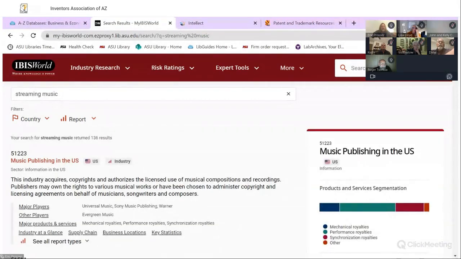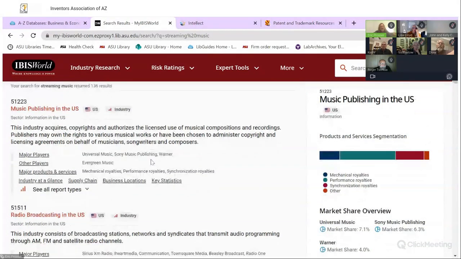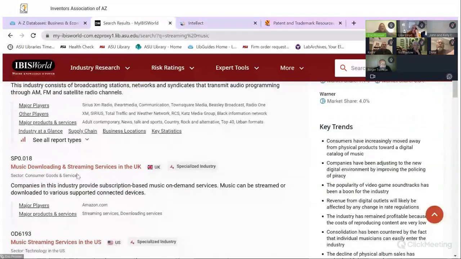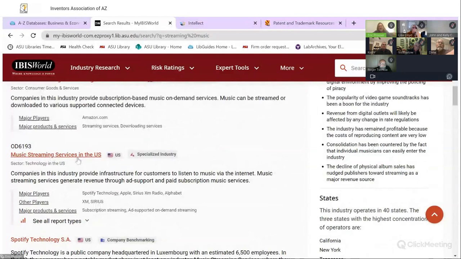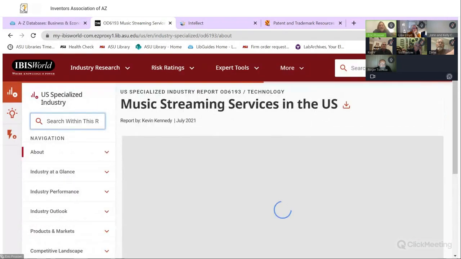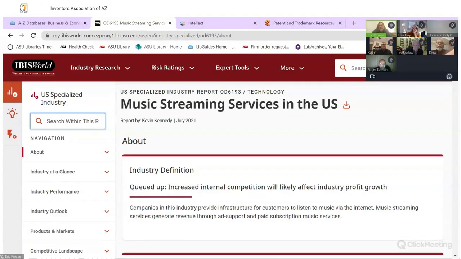And so where it's going for me, when we're looking at streaming music, it gives me options of, oh, you're talking about music. Do you want the music publishing? Do you want radio broadcasting? We actually have streaming services in the UK, and then music streaming services in the US. And so I can click through on that. And now this database is really taking a look at things at the industry level.